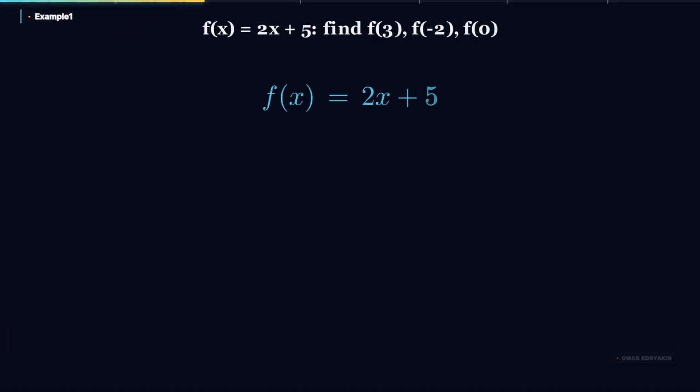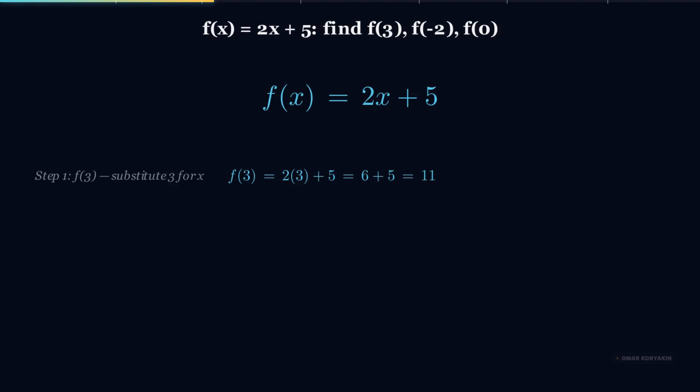Here is the first worked example. Given the function f of x equals 2x plus 5, find f of 3, f of negative 2, and f of 0. Three evaluations, one per input, all using the same rule and the same procedure.